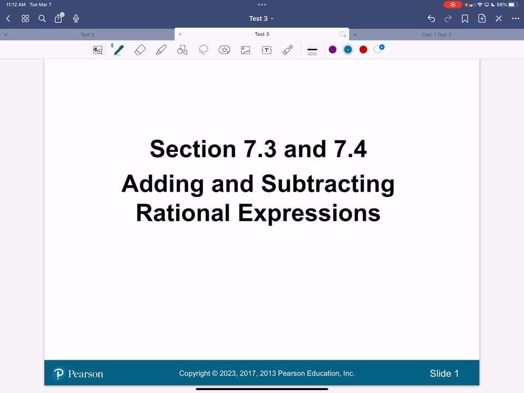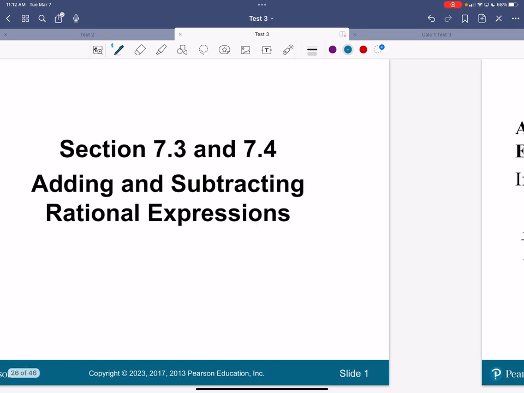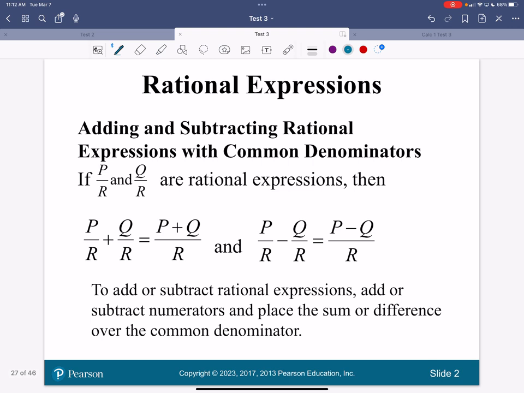Okay, so adding and subtracting rational expressions. We've talked a little bit about how rational expressions are fractions on steroids. So all the stuff where we practice how to add and subtract fractions, we're going to carry that over into adding and subtracting rational expressions. That's what we're doing right here.